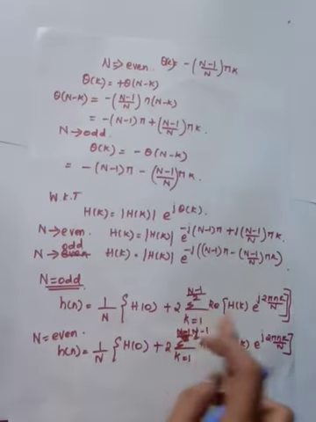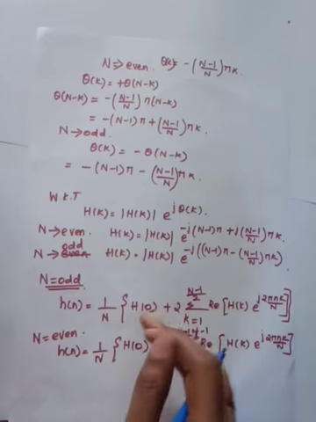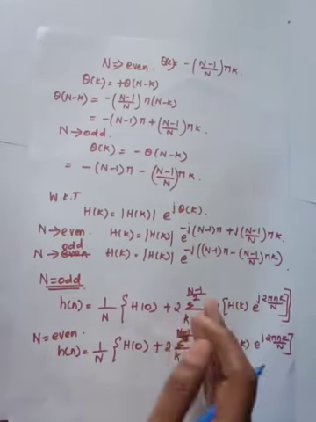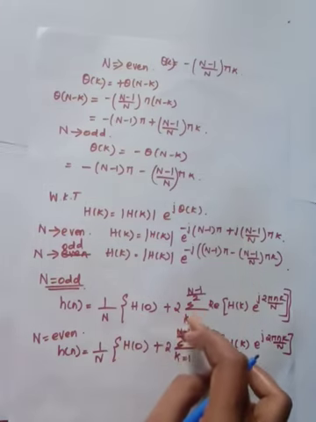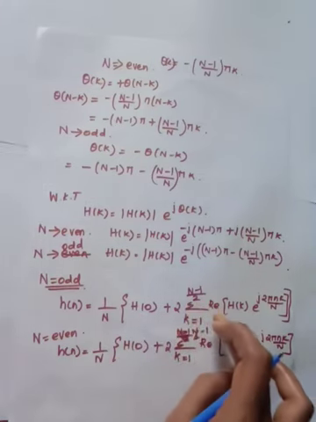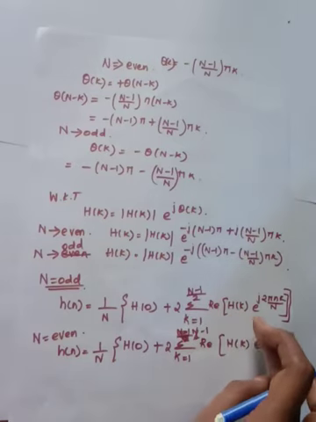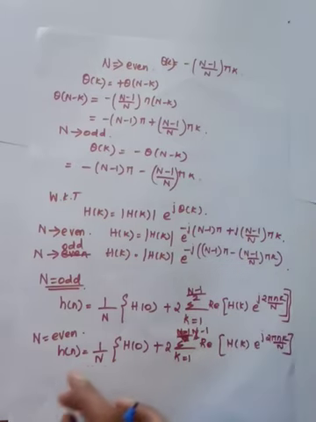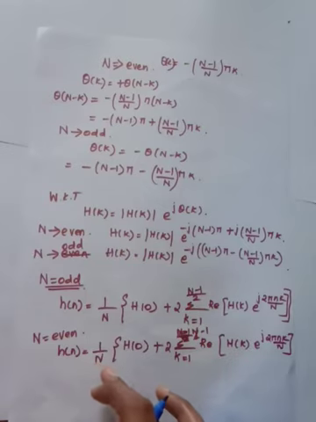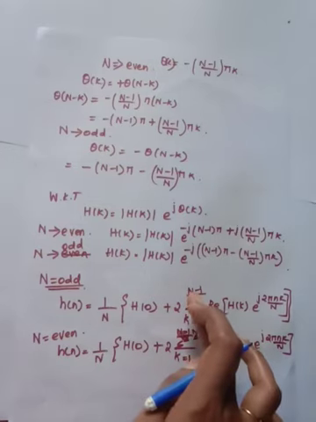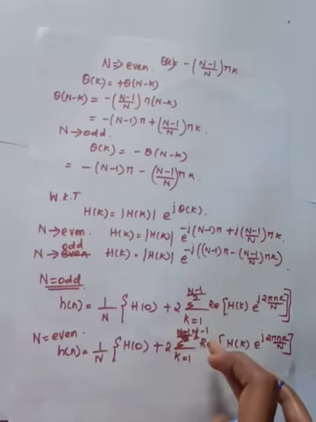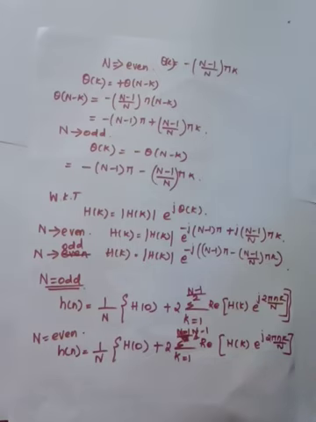The same formula I have rewritten; that is, I have rearranged these terms. First I have taken the 0 term separately, then plus summation k equal to 1 to (n minus 1) by 2 of the real part of H of k e power j 2 pi n k by n. Similarly, for even n, h of n is equal to 1 by n, H of 0 plus 2 summation k equal to 1 to (n by 2 minus 1) of the real part of this value. So this is your type 1 design.